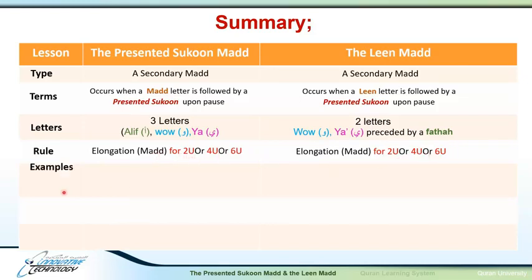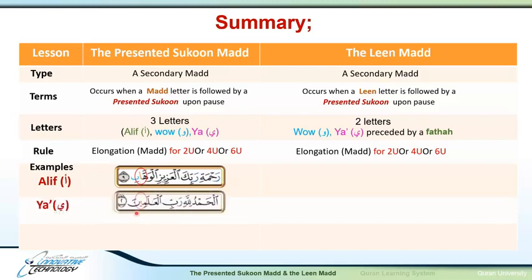And the example for the alif of the presented Sukoon is Al-Wahhab, and for the ya, Al-Alameen, and for the waw, Al-Muqarrabun. Notice all of them are mad letters, and they have been getting a presented Sukoon due to the pausing upon the word that they come within.